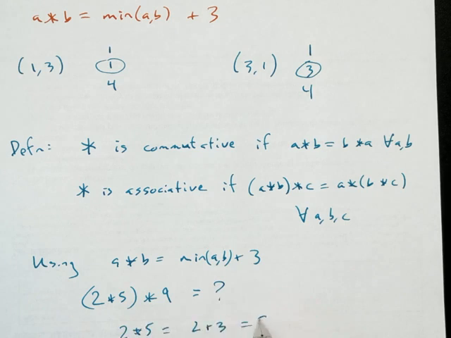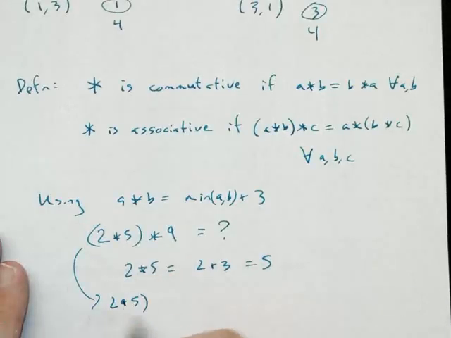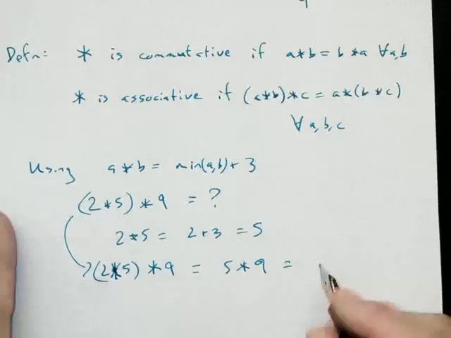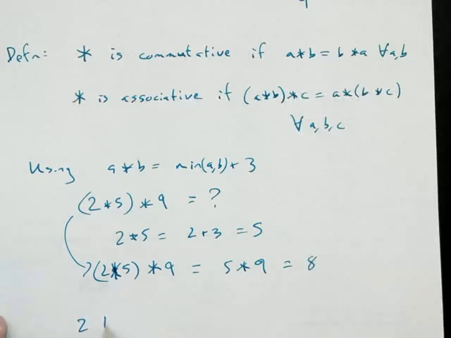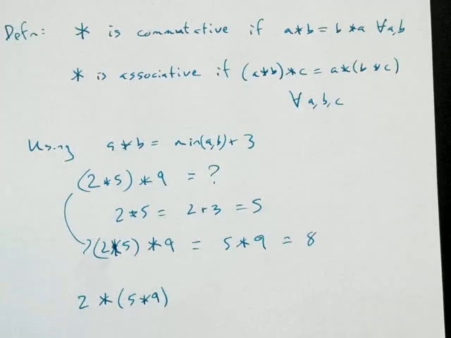So then this, 2 star 5 star 5 star 9, becomes 5 star 9, which is great. What is 2 star 5 star 9? Uh-oh. Because 5 star 9 is 5 plus 3, that's 8. So this becomes 2 star 8, which is 5.